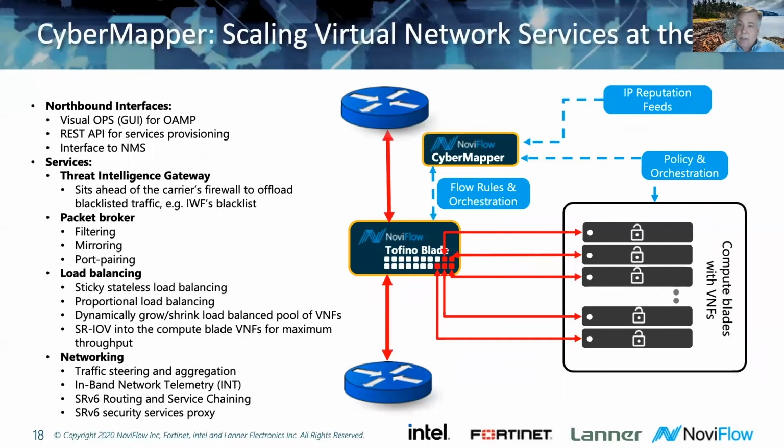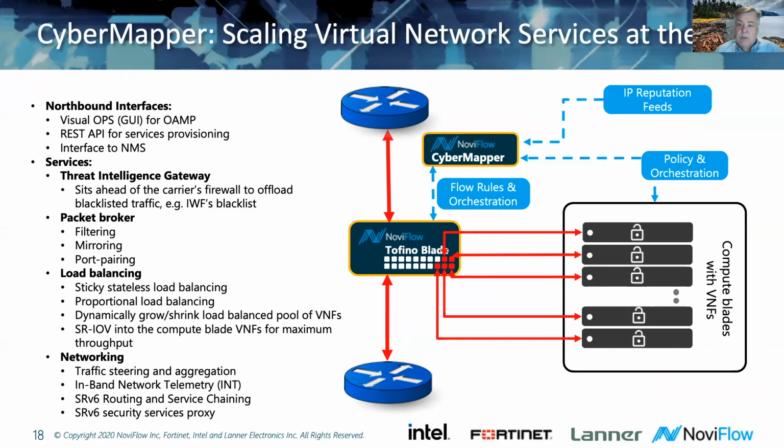CyberMapper is built on top of NoviWare, the NoviFlow SDN NOS, and provides a number of network services that network operators need in their network. The Threat Intelligence Gateway service is a way for operators to block certain traffic from getting onto their network. CyberMapper will execute any deny list directly in the Tofino silicon and do so much more efficiently than on an x86. An example of a deny list is the deny list published by the Internet Watch Foundation.